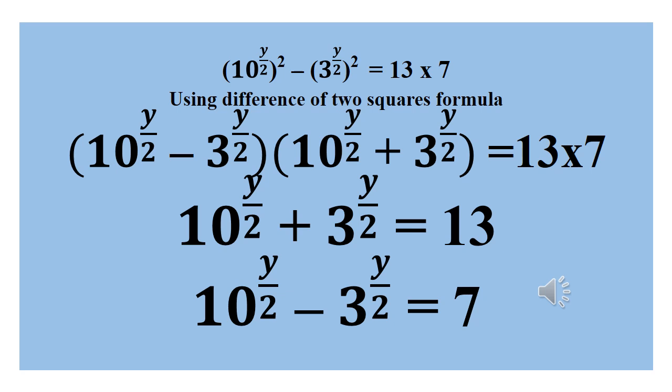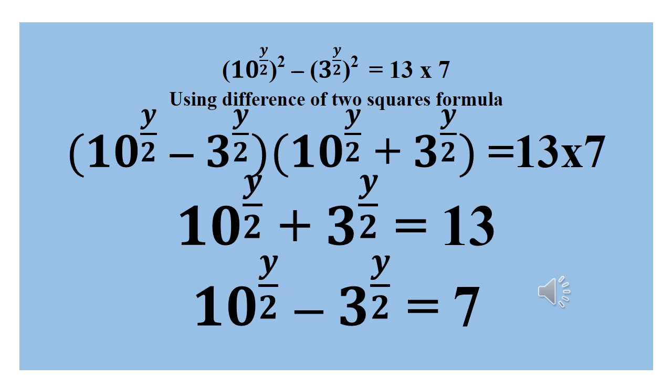That's difference of two squares. Difference of two squares is when you have x squared minus y squared, which is equivalent to x minus y in bracket times x plus y in bracket. And that's what we have just done. We replace 10 raised to power y over 2 squared minus 3 raised to power y over 2 squared with 10 raised to power y over 2 minus 3 raised to power y over 2 in bracket, then 10 raised to power y over 2 plus 3 raised to power y over 2 in bracket. Then all equals 13 times 7.